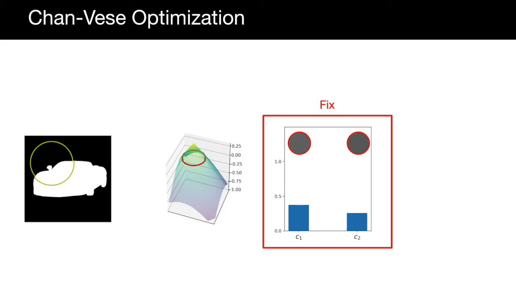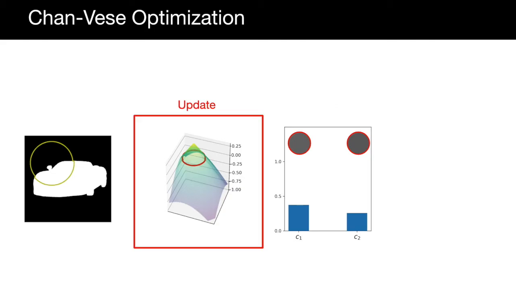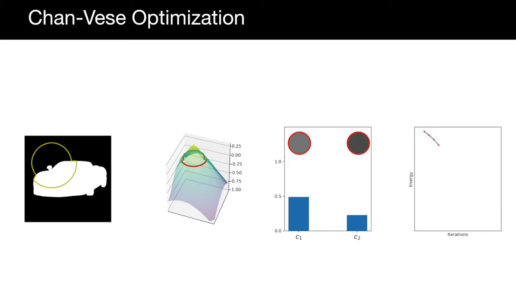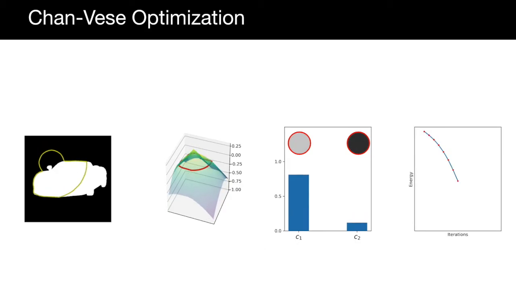Now, fixing C1 and C2, we can update phi using a gradient descent step. The gradient is obtained by differentiating the energy functional E with respect to phi. We can continue this procedure until convergence, as can be seen in the energy on the right. For this example, we see that at convergence, the zero level set of phi corresponds to the boundaries of the object. Moreover, C1 and C2 are equal to 1 and 0, the averages inside and outside.